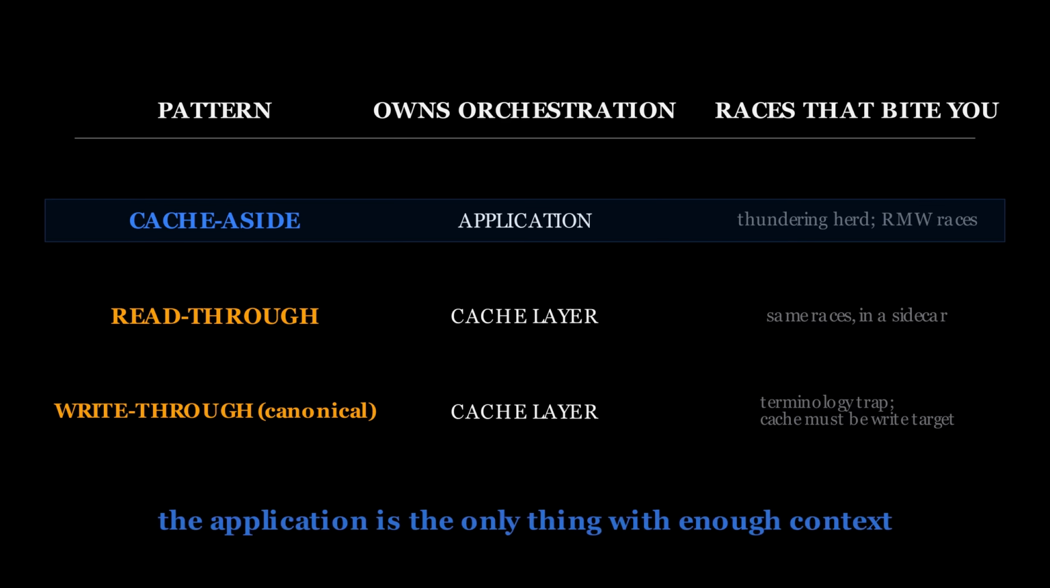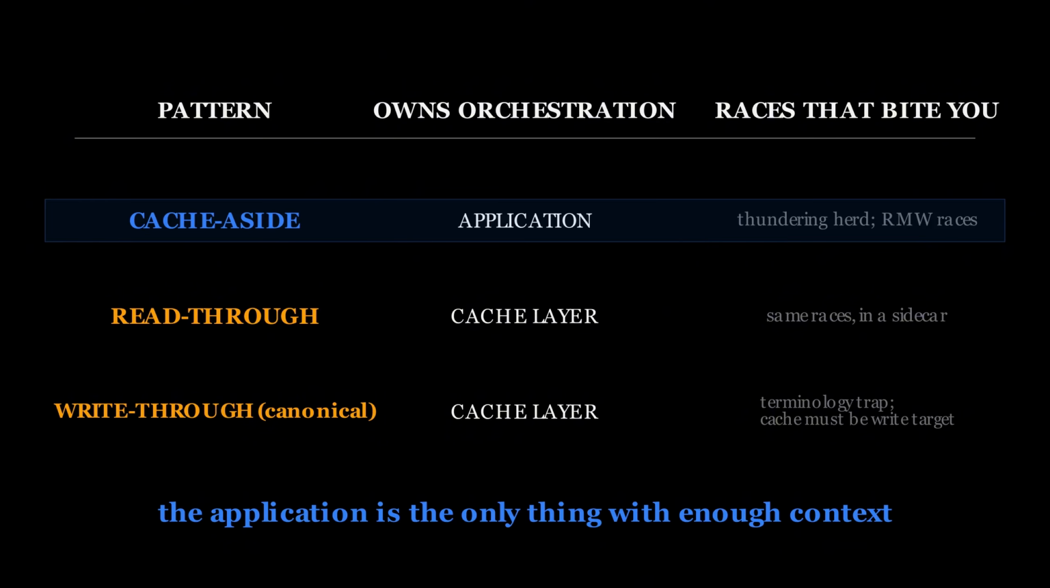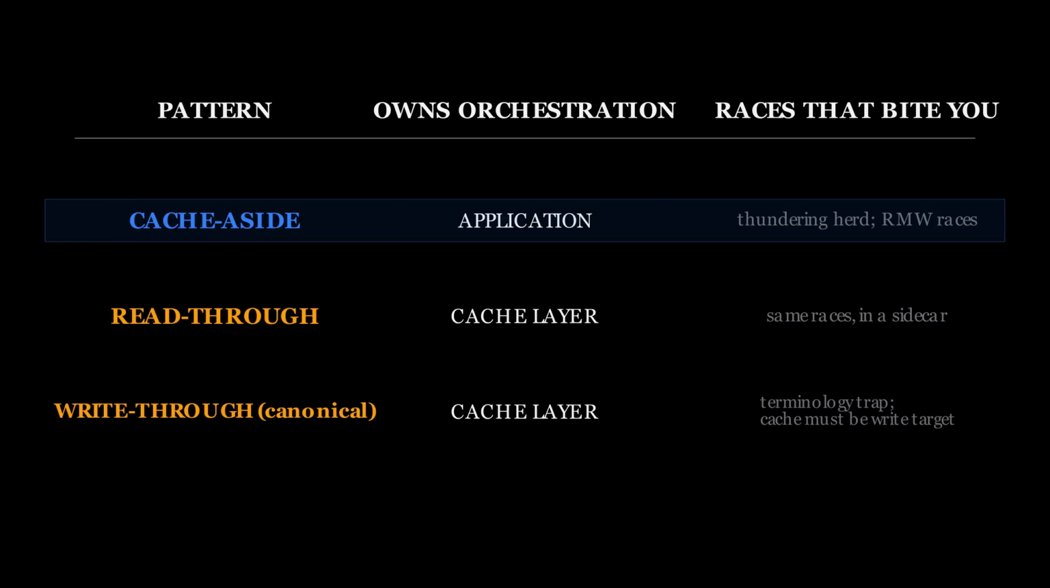Production picks cache aside not because it's the cleanest diagram. It picks it because when something goes wrong on a write, the application is the only thing in the system that has enough context to fix it. And read through and write through both move that context into a layer the application can't reach. Uber serves 150 million reads a second by keeping that control where the consistency problem actually lives.